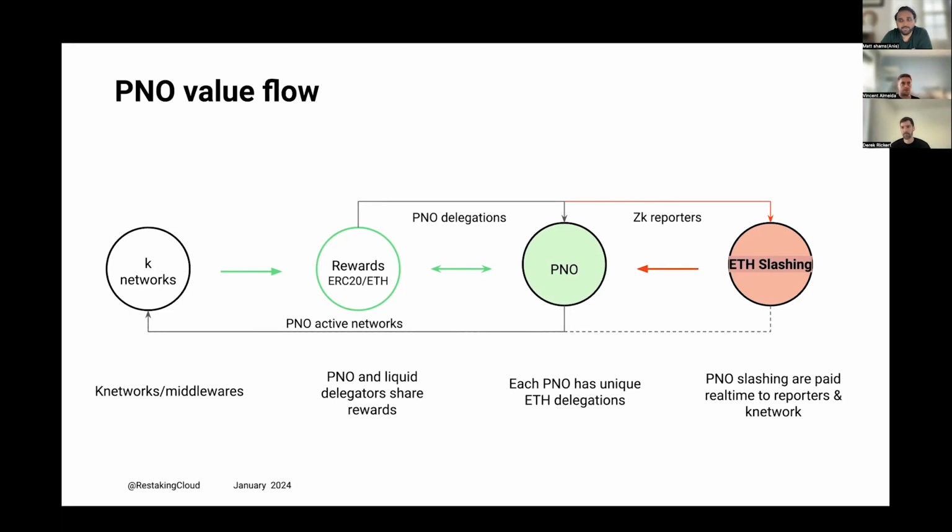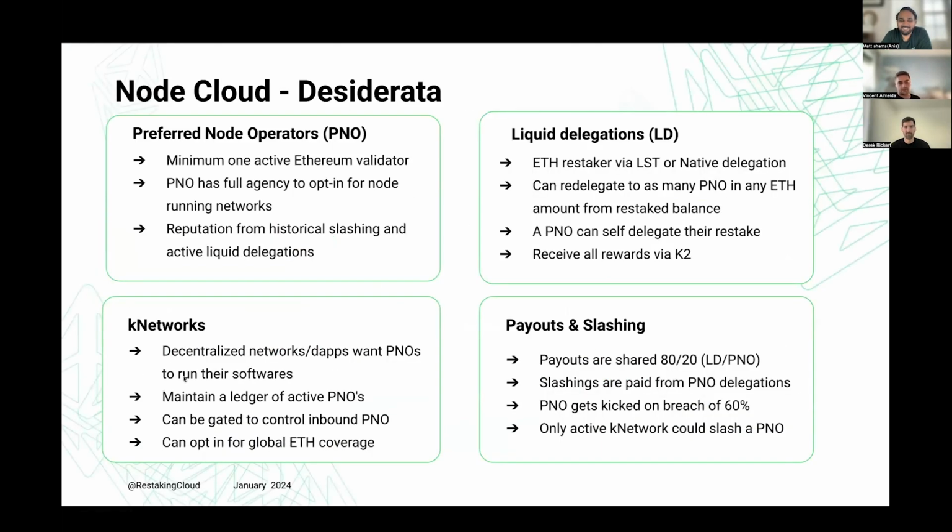So not too much, because it's going to be complicated. But as we mentioned before, K networks will have a ledger of active P&Os. So that's again at a smart contract level with the node cloud. It's a registry, correct? Yeah, fully automated for them. In most cases with open K networks, the P&Os are going to be opting in via MEV Plus to the K network. So the contract will keep the mapping of P&Os.